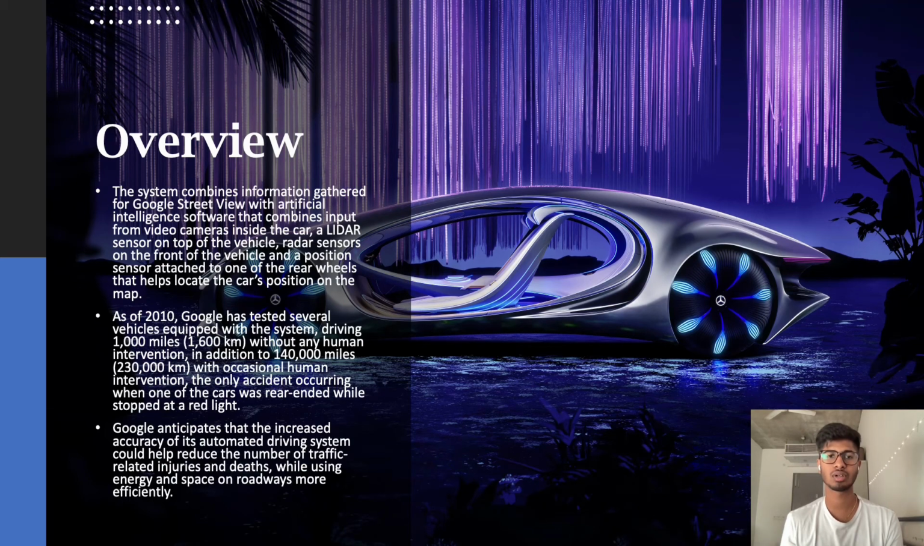As of 2010, Google has tested several vehicles equipped with the system, driving 1,000 miles without any human intervention, in addition to 140,000 miles with occasional human intervention. The only accident occurred when one of the cars was rear-ended while stopped at a red light. Google anticipates that the increased accuracy of its automated driving system could help reduce the number of traffic-related injuries and deaths while using energy and space on the roadways more efficiently.